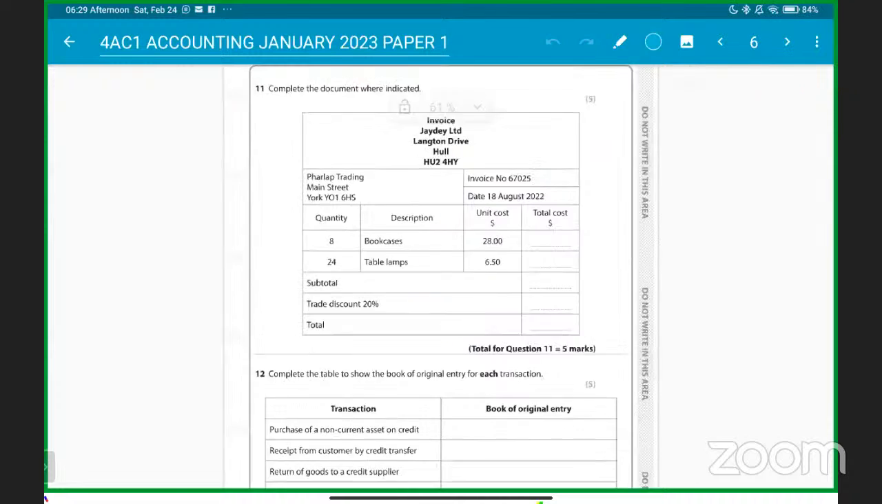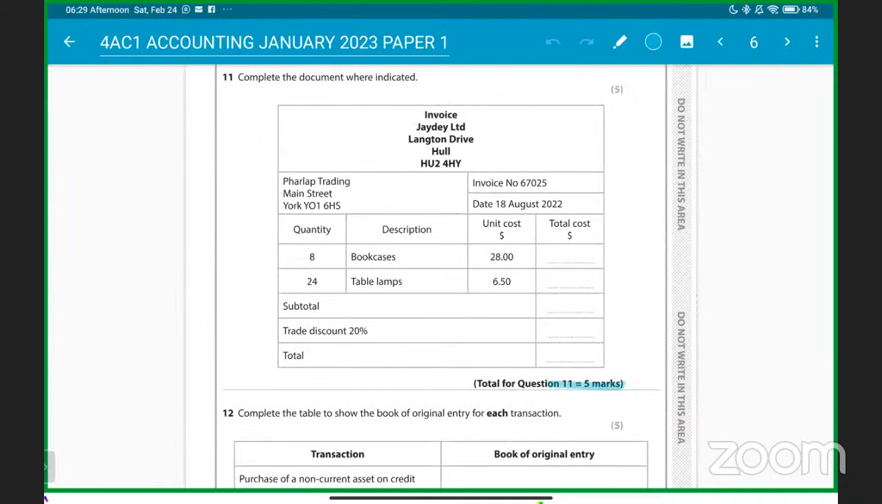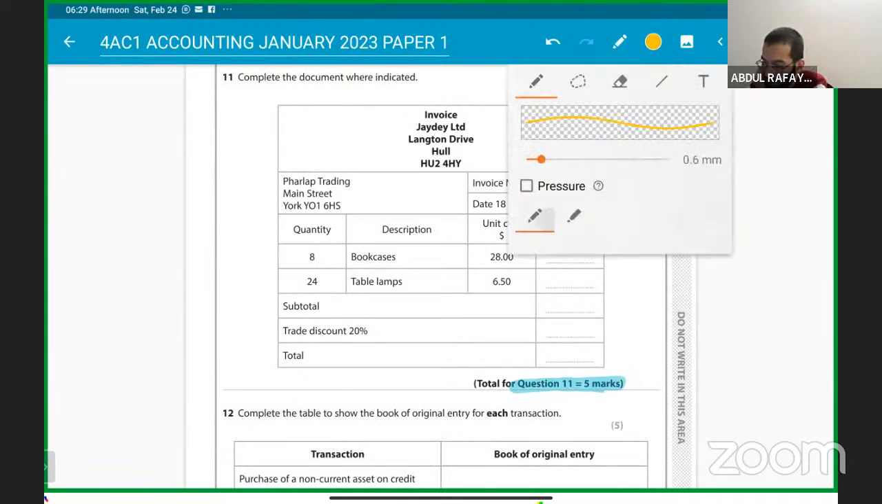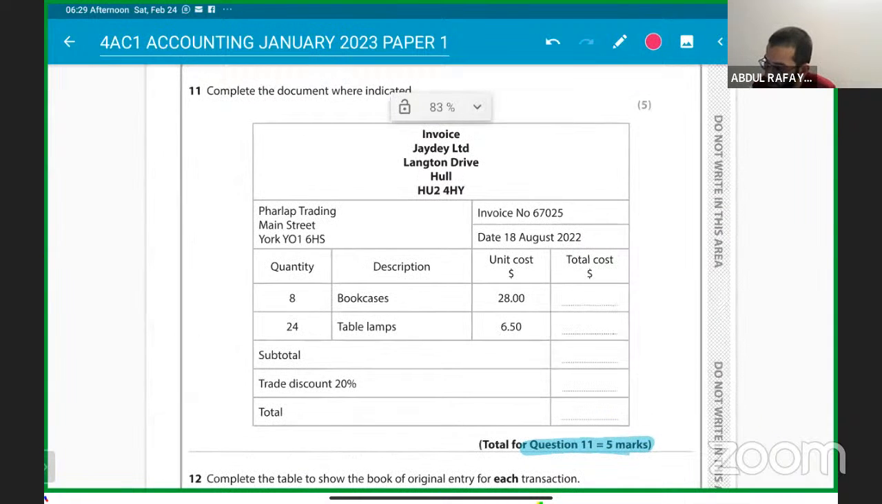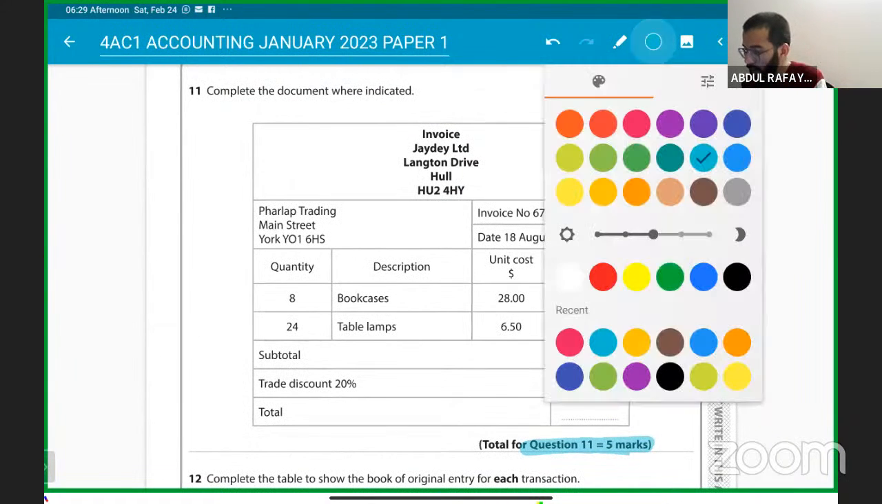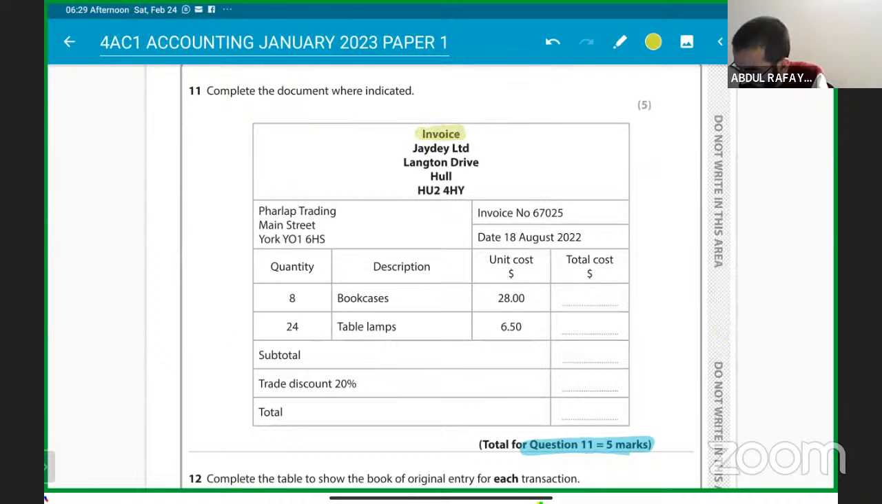Yeah. So let's try to complete this. Question number 11 is for 5 marks. Here we go. Let's start working on this. There's an invoice, okay? Are you with me? This is an invoice of J-Day Limited, Langton Drive. So the company address is given.